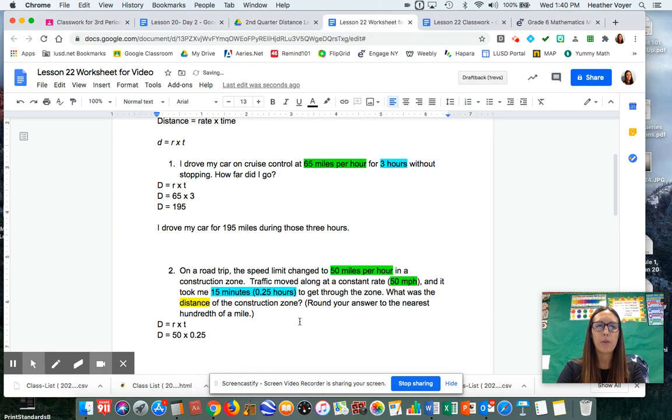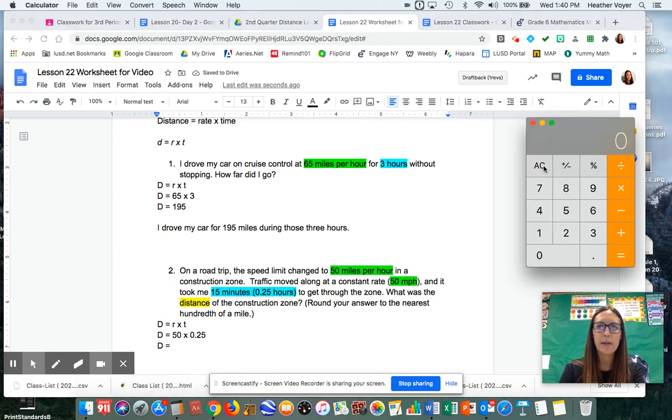And again, I can pull up my calculator to see what that is going to be. So I'm going to clear my calculator here, and I'm just going to type 50 times 0.25, or 25 hundredths, to see what it gets. That gets me 12.5.